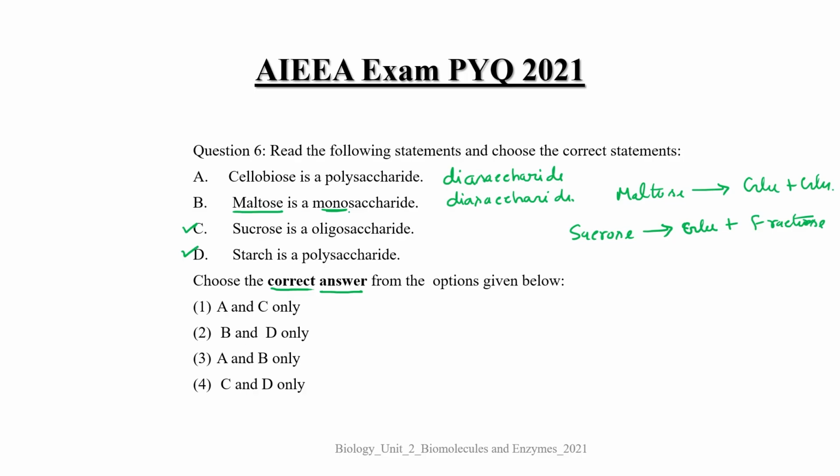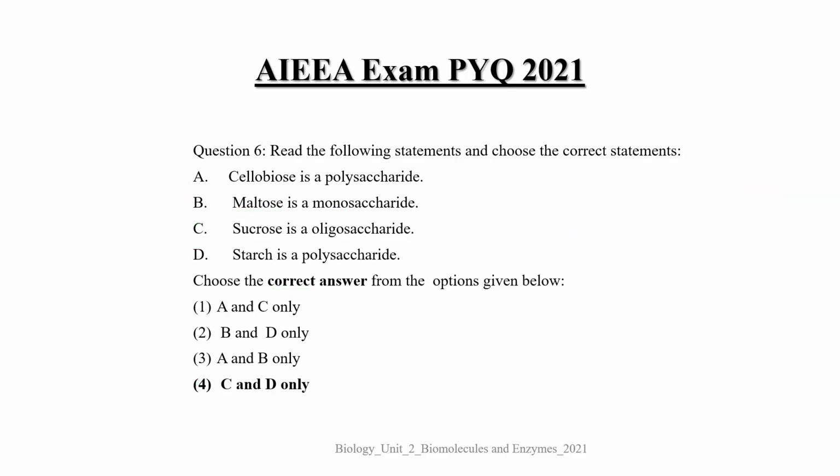Maltose is a disaccharide, so this one is wrong. Cellobiose is a polysaccharide? This is again a disaccharide, so this is a wrong statement. So we have to consider only the choice which contains C and D, that is choice number 4. Okay, C and D is the correct choice. So choice number 4 would be the correct answer. Okay, clear?